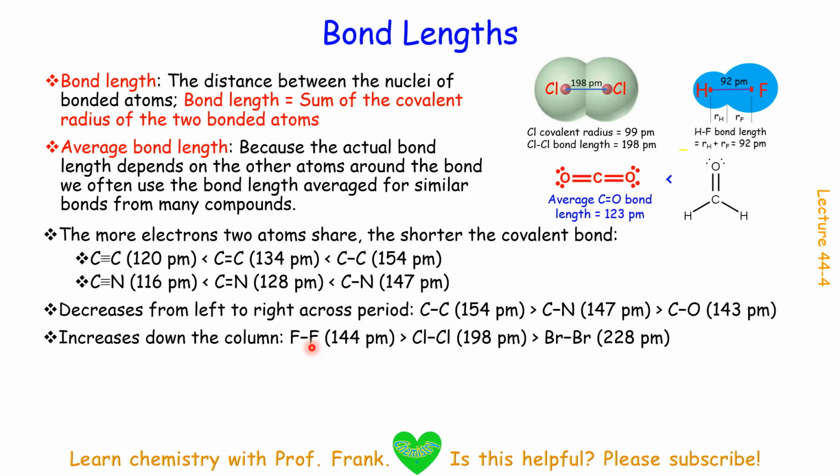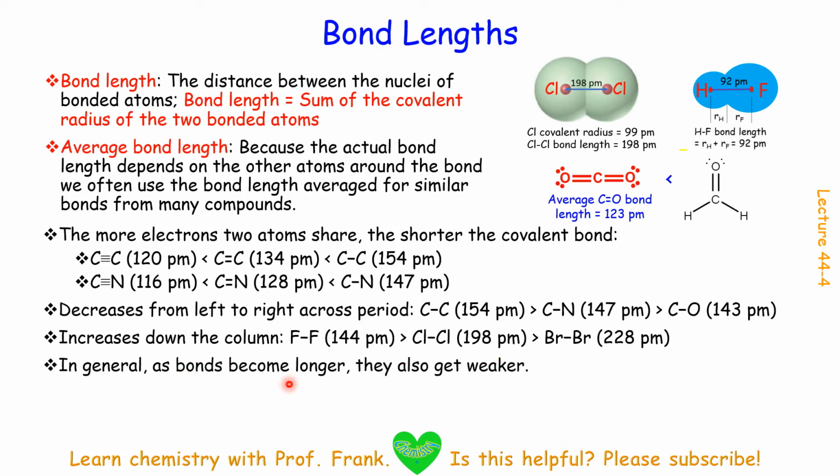If you look at fluorine-fluorine bond, it's 144 picometers. Chlorine-chlorine single bond is longer than fluorine-fluorine single bond. And further down the halogens column, or group 7A column, bromine-bromine single bond is the longest. In general, as bonds become longer, they also get weaker. So therefore, the bond length is decreased.